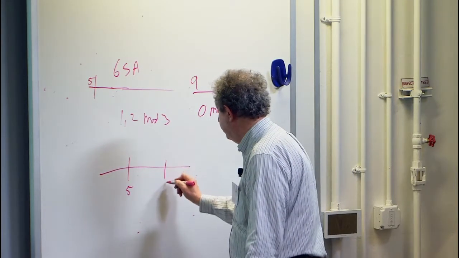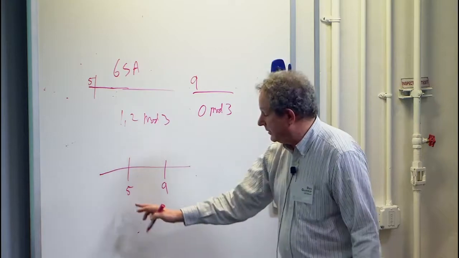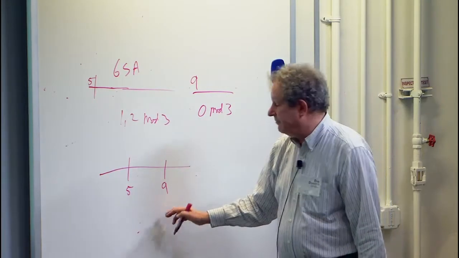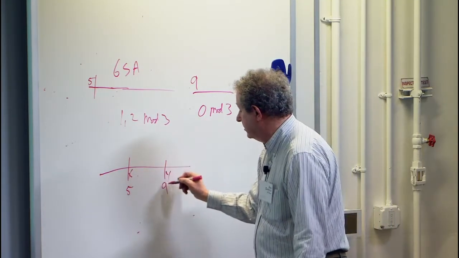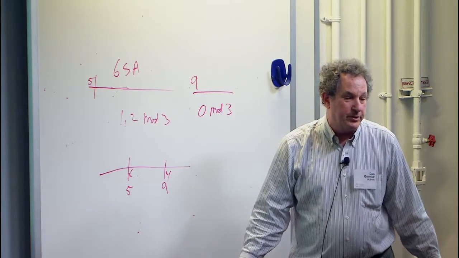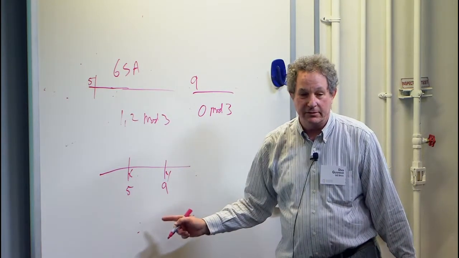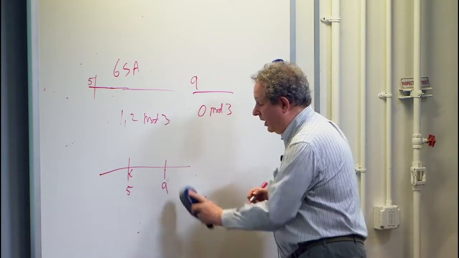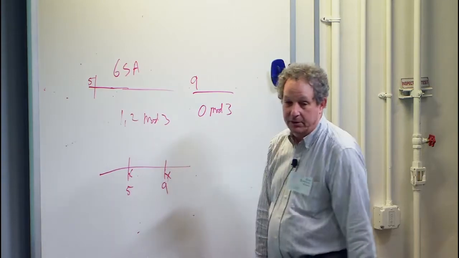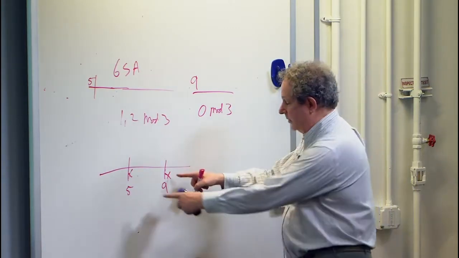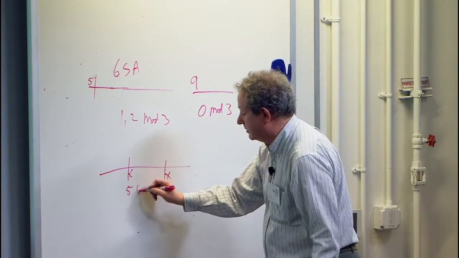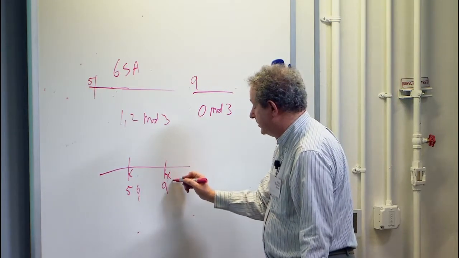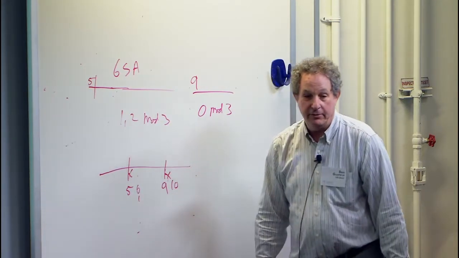Here's position 5, here's position 9. I look at these two characters. If they're different, x, y, then I know which is lexicographically smallest. I'm done, one operation. But if they're the same, then what do I have to do? I move over. I look at position 6 and position 10.